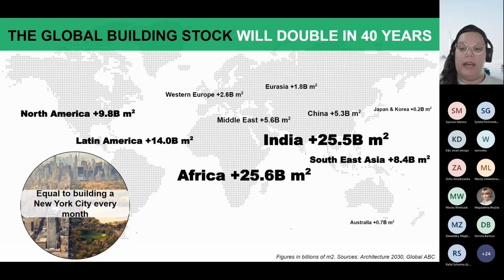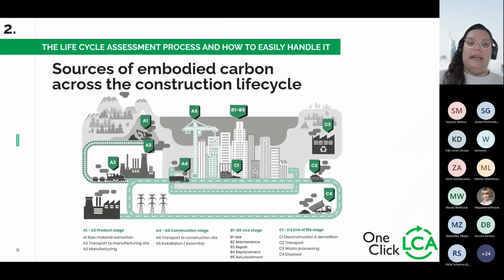So for this, we need to act now, and instead of producing the impacts and then figuring out how to mitigate them, we need to focus on minimizing them. So the life cycle assessment process is a way in which we can break down the processes within the construction industry and help us understand how we are contributing with our choices to these emissions, and how we can also contribute in minimizing them.